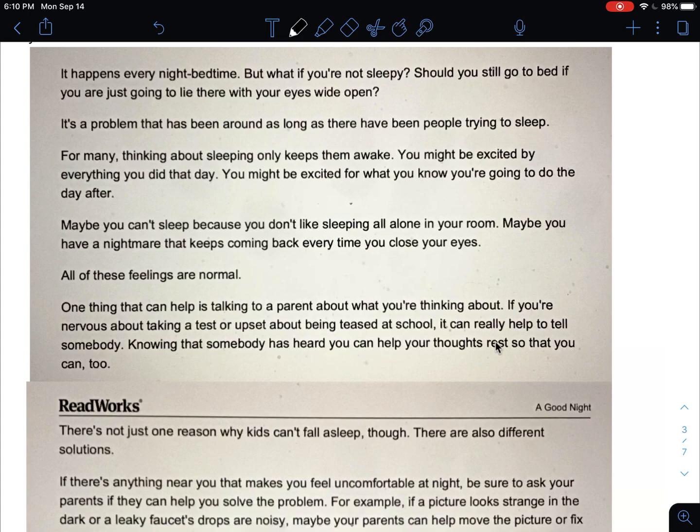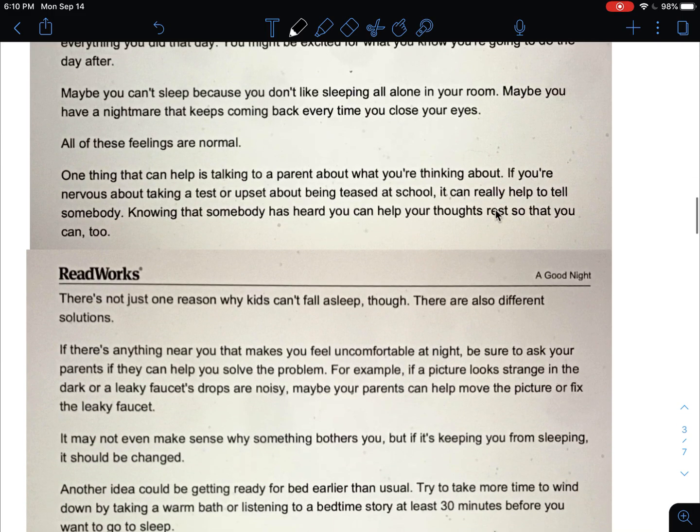Maybe you can't sleep because you don't like sleeping all alone in your room. Maybe you have a nightmare that keeps coming back every time you close your eyes. All of these feelings are normal. One thing that can help is talking to a parent about what you're thinking about. If you're nervous about taking a test or upset about being teased at school, it can really help to tell somebody. Knowing that somebody has heard you can help your thoughts rest so that you can too.